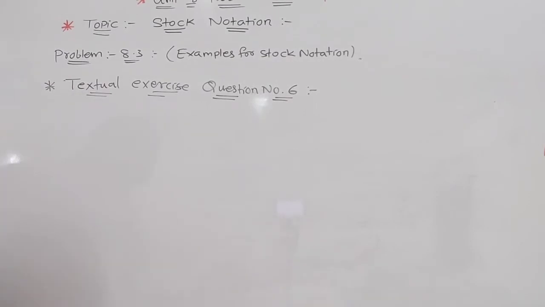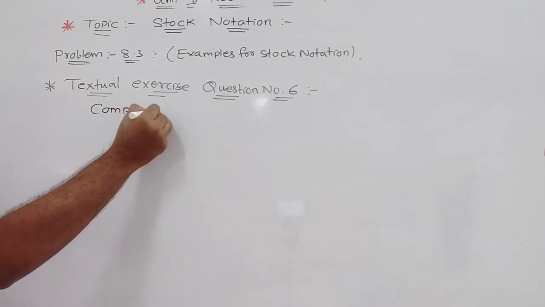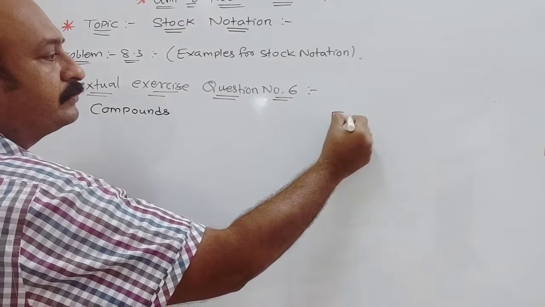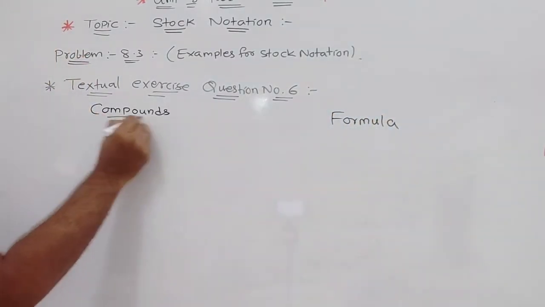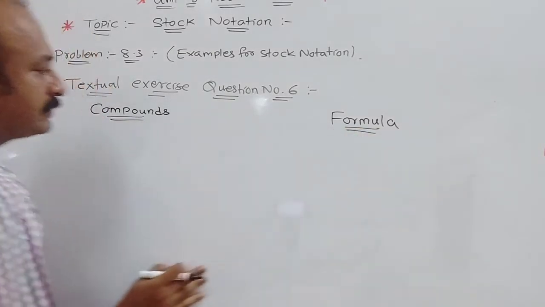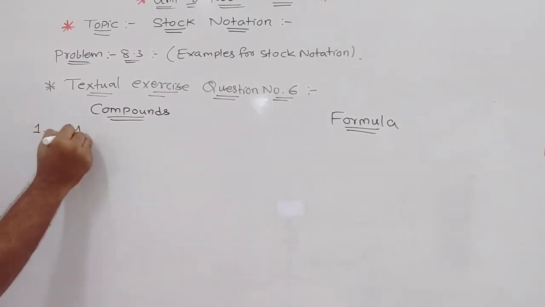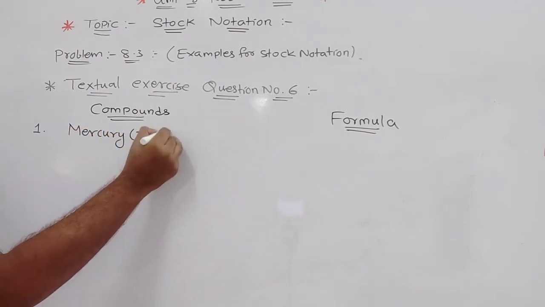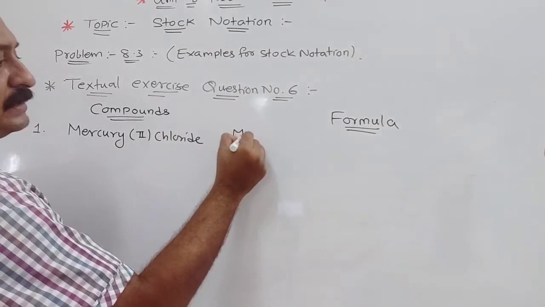They have given the names of all the compounds, and you have to find the formula. In that, the first one given is mercury 2 chloride. Understood?